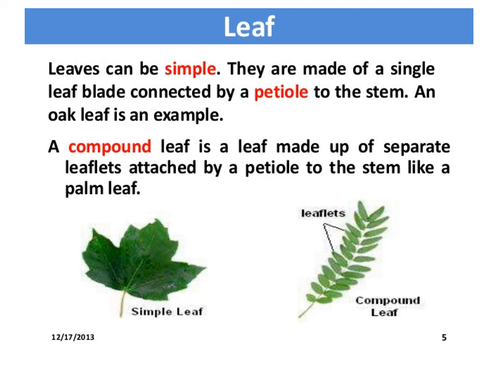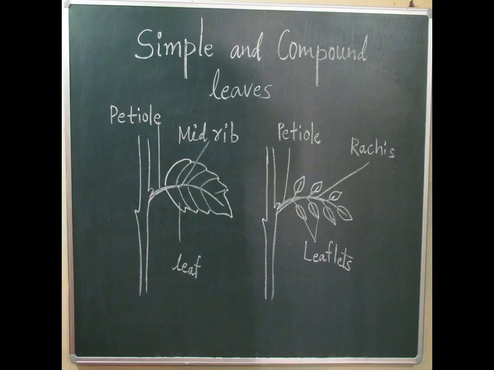A leaf in which the lamina is divided into smaller segments or leaflets is called a compound leaf. For example, a rose plant has compound leaves. A silk cotton tree also has compound leaves. In a compound leaf, the midrib is divided into small leaflets, and the axis is called the rachis. Please observe this slide to understand how simple and compound leaves are divided.